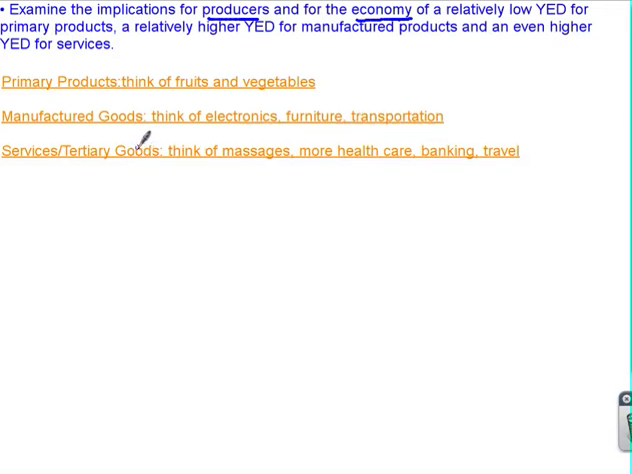And services, or tertiary, you'll hear that term. Tertiary goods, think of things like massages and healthcare and banking and travel. So, what if you are a country and the one thing that you produce is wheat? Do you think wheat has a high or low income elasticity? If you make a lot more money, are you going to buy a lot more wheat? And the answer is no. You're not going to buy a ton more wheat because you're probably eating close to what you want already. And so it might be at like a 0.4.